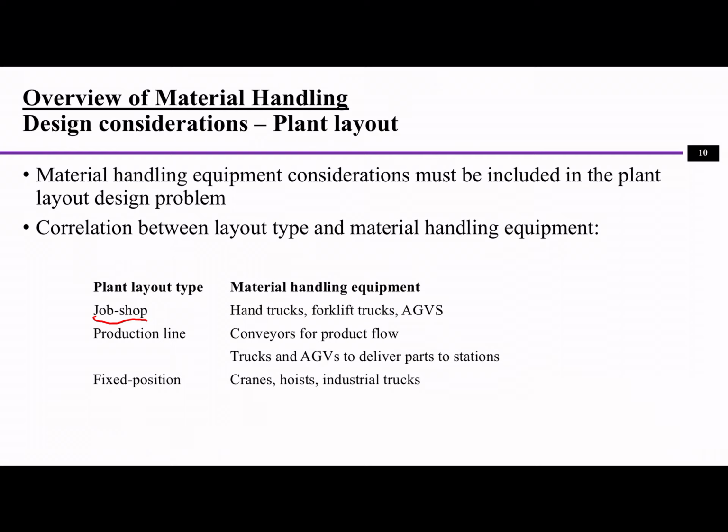And if it is fixed position, fixed position will be like if you are making some big products, or if you have to move some big parts from one station to another, then you might use cranes or hoists to move them, and also some industrial trucks.